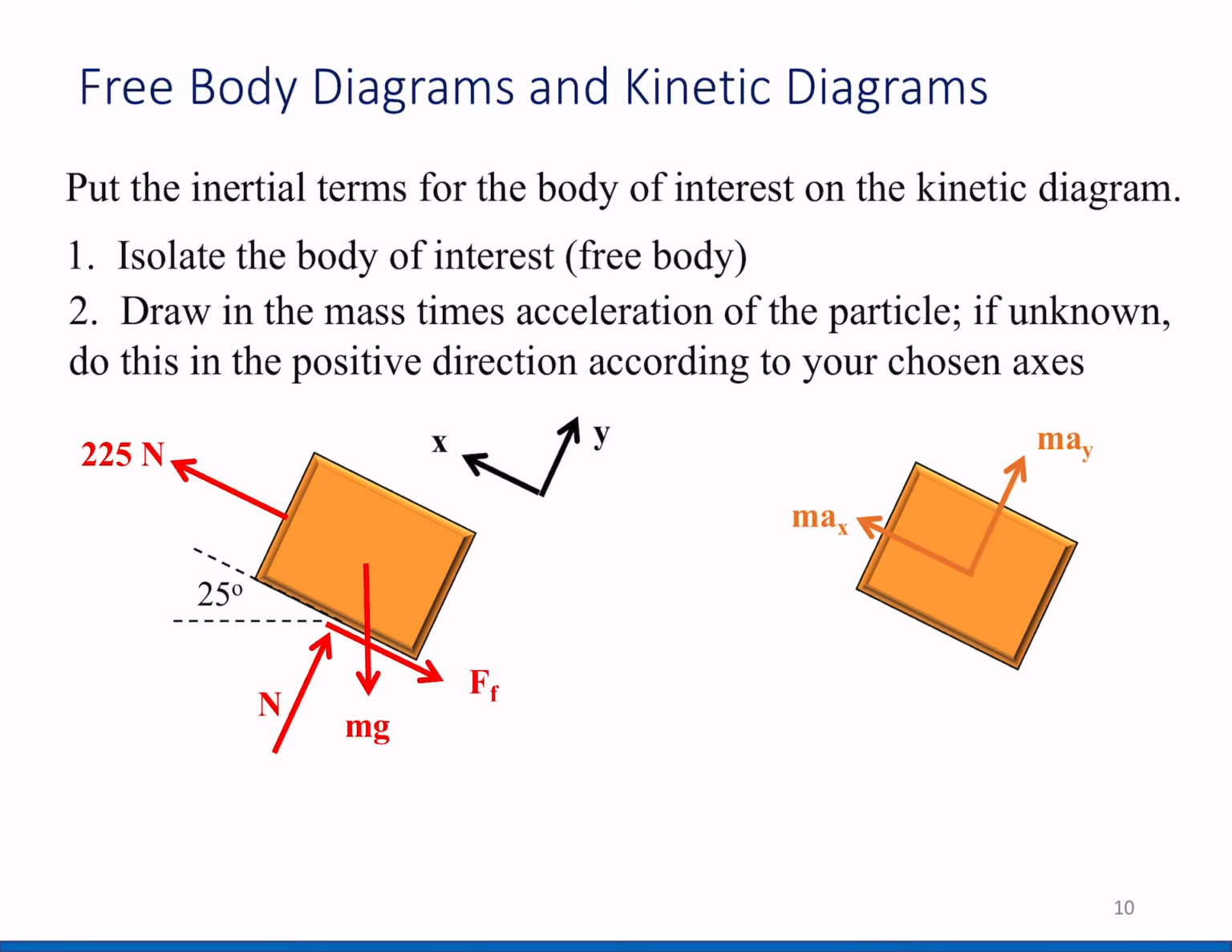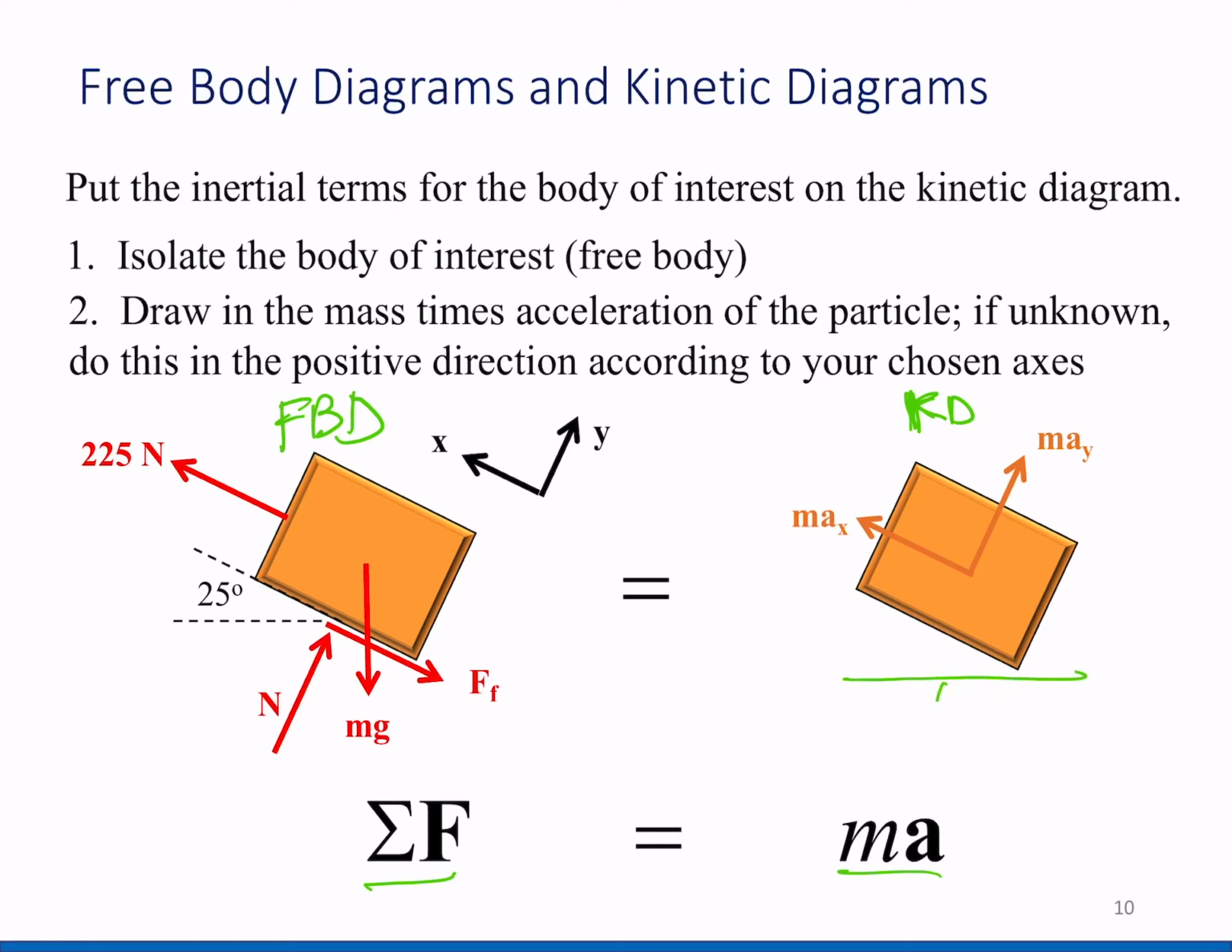So first isolate the body of interest again, similar to the FBD here. And then draw in the mass times acceleration of the particles. If unknown, put the positive directions according to your chosen axis. Okay, so now this is what we have to do in the kinetics problem. We will have force, we will have mass, so we will have two diagrams that we have to draw. You have to draw the free body diagram on the left side, and you have to draw the kinetic diagram on the right side. And then this diagram represents ma, and this diagram represents all the forces in the system.